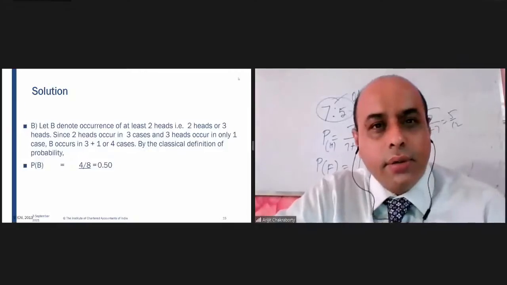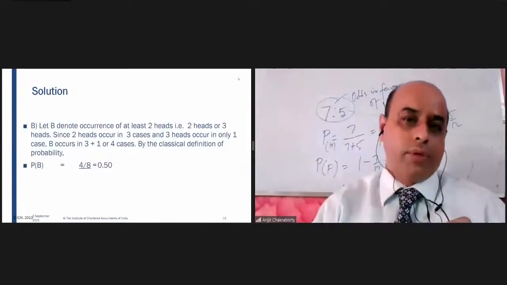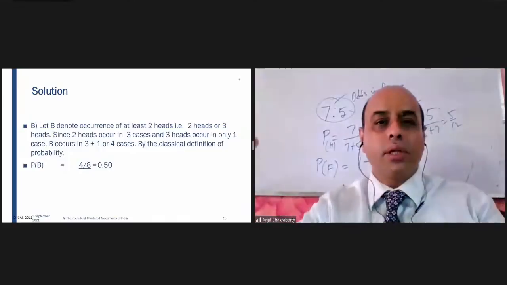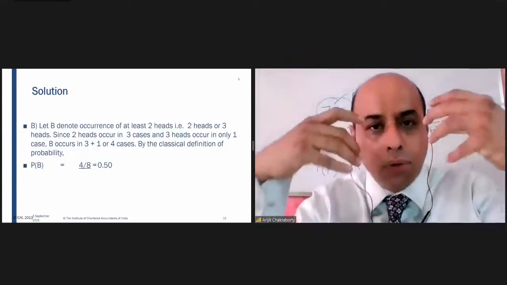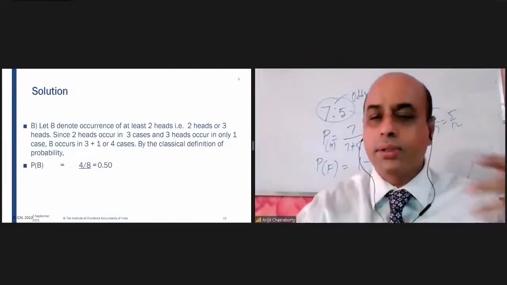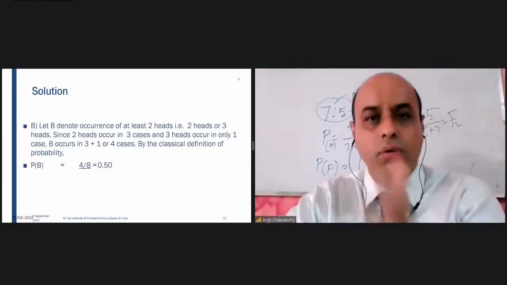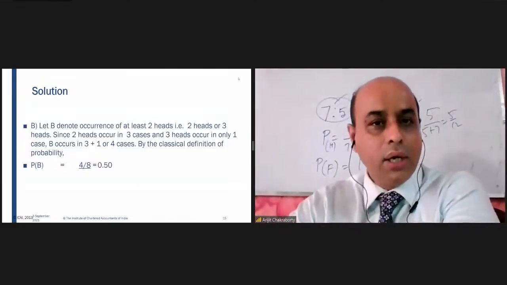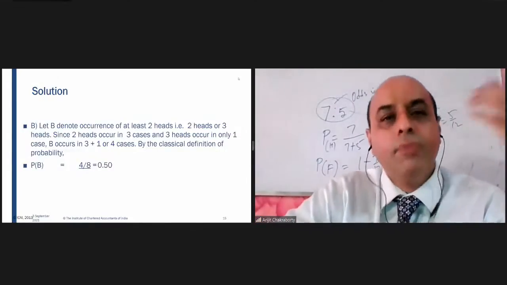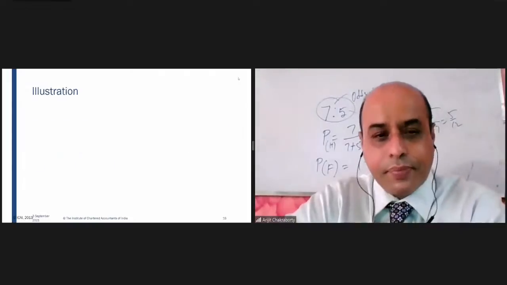Exhaustive event means what? That there can be two possibilities and one of them must occur. Exhaustive means the total possible outcomes. Okay, so either fail or pass. When it is throwing of a dice, either 1 or 2 or 3 or 4 or 5 or 6, one of them must occur. So it's an exhaustive event. Okay, so mutually exclusive and exhaustive.